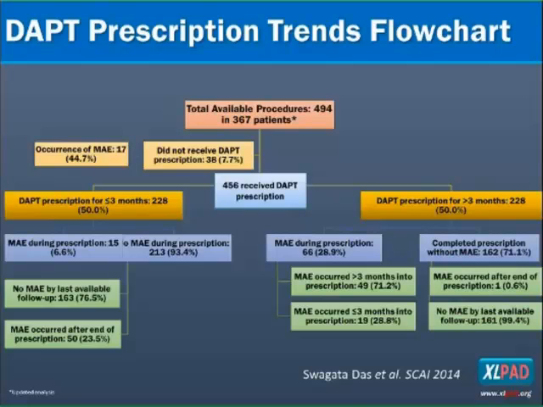Swagata Das, one of our research coordinators and fellows, did present this data at SCAI. And this is our analysis from the XLPAD registry of 494 procedures in 367 patients. And we grouped them into less than 3 months and greater than 3 months. As you can see, this was not a prospective study. Of course, this is a retrospective analysis from the database. But the most important part is, as you can see in yellow, that at least half of the operators chose to put their patients on less than 3 months, and half of the operators chose greater than 3 months, suggesting equipoise in this area and need for more evidence.